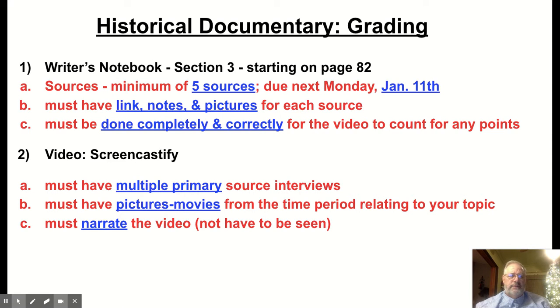We are grading this in 2 parts. The first part is going to be from your new writer's notebook, section 3, starting on page 82. We're going to ask that you do a minimum of 5 sources this time. That's going to be due a week from today, on Monday, January 11th. As we did with the science notes, for each source you provide a link, the notes, one of the 6 types of notes that we've taken, and then pictures in each of your sources.